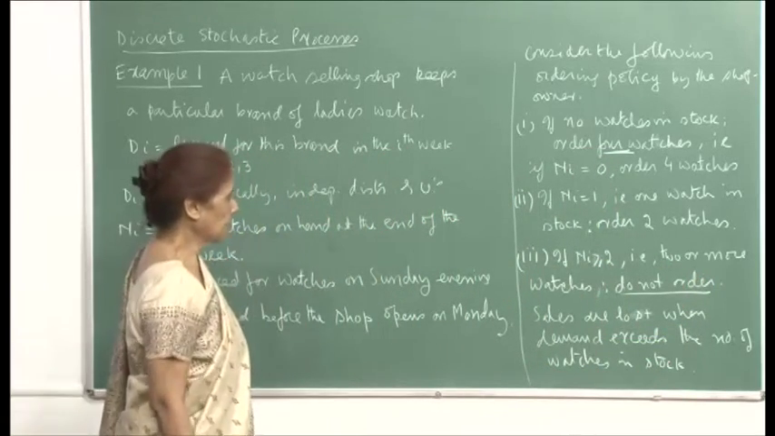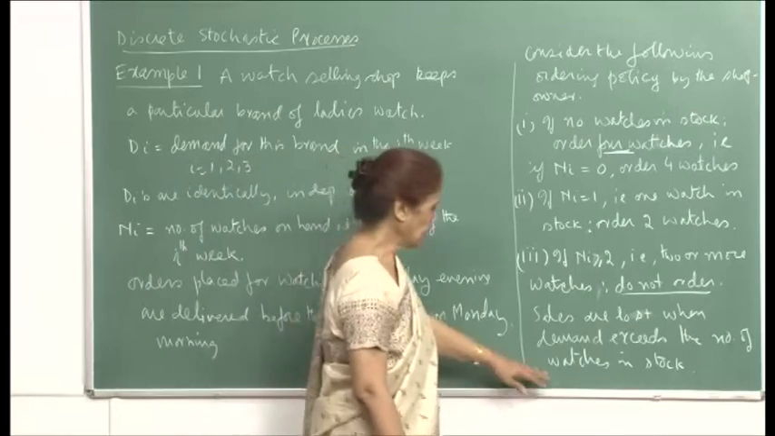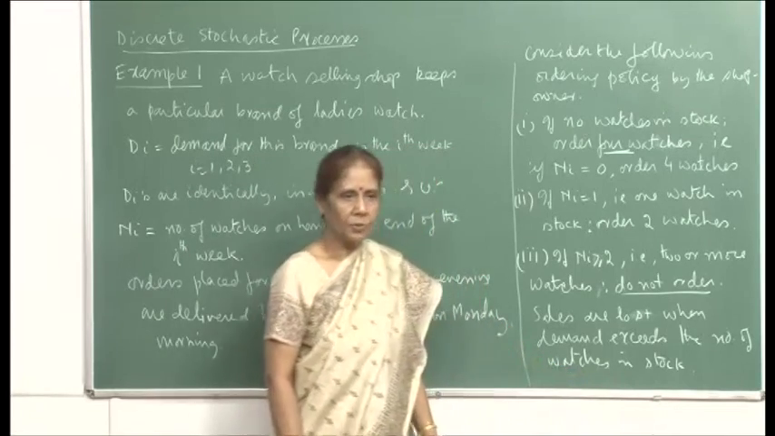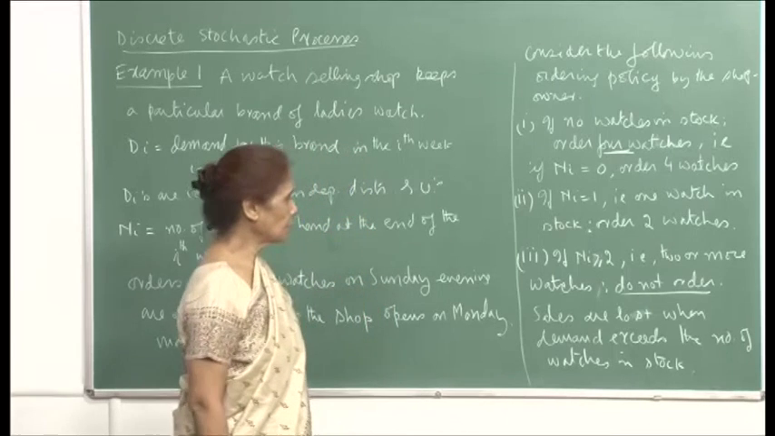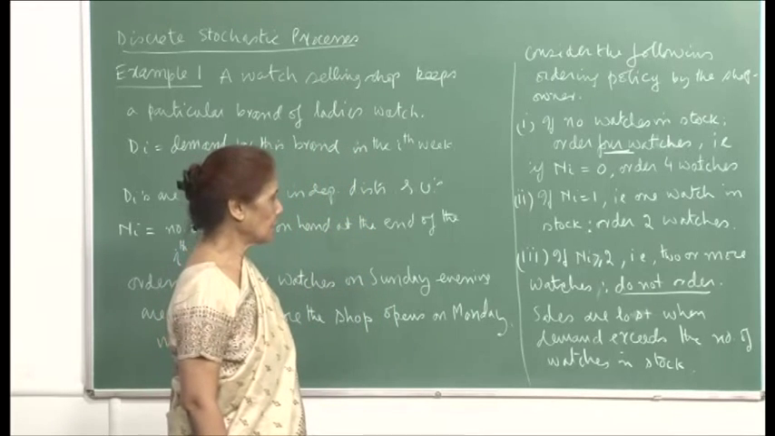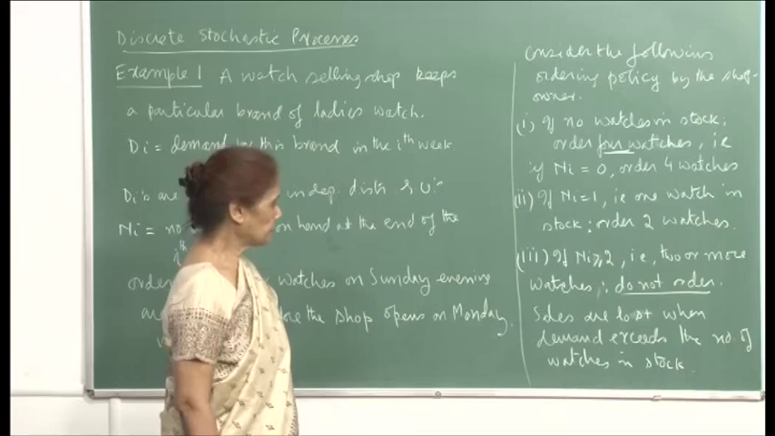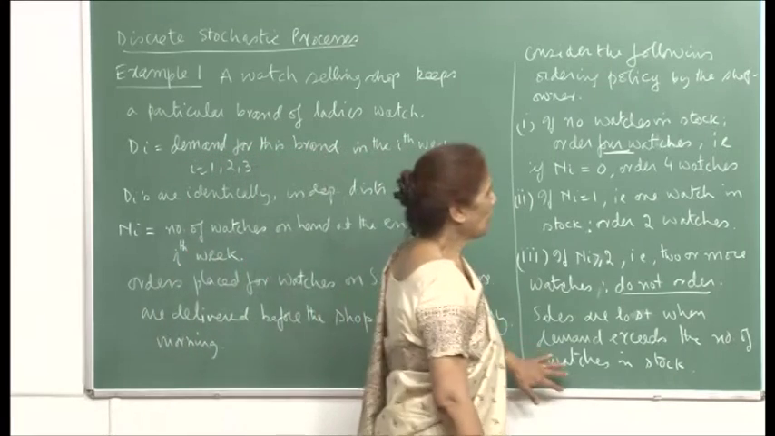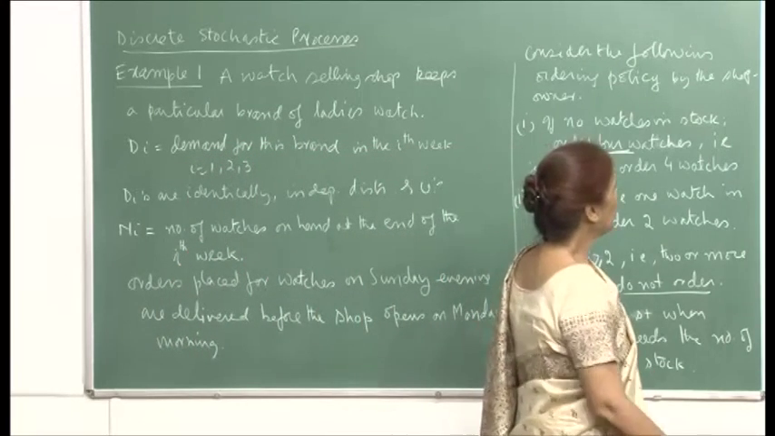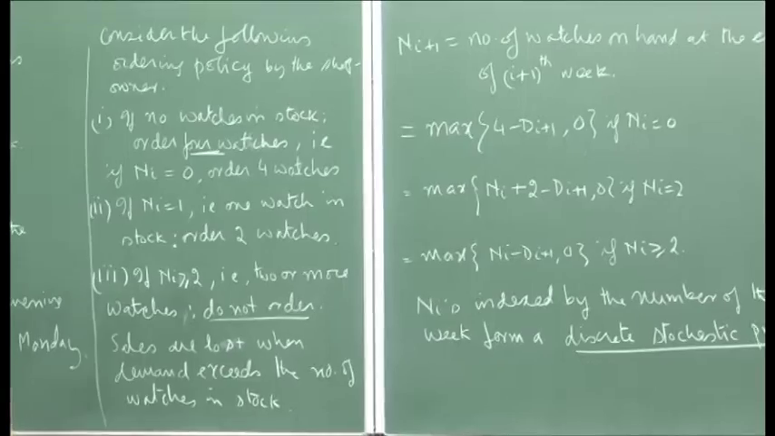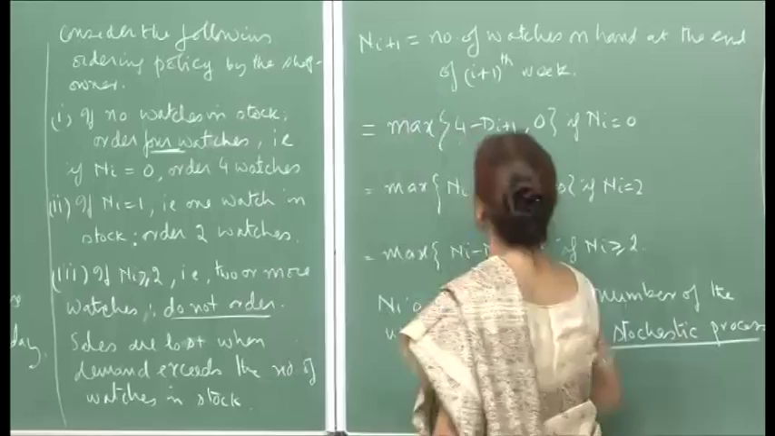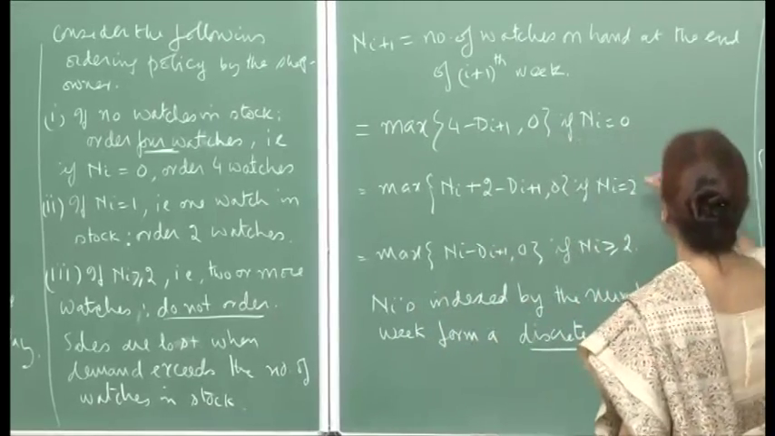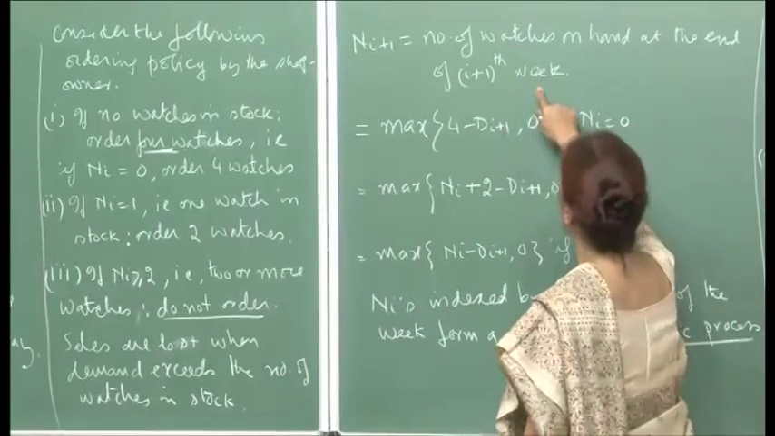And of course, sales are lost when the demand exceeds the number of watches in stock. So, if there is more demand and you do not have that many watches, then you lose those sales. So, fine. Now let us look at what would be the position in the following week. Ni plus 1 will denote the number of watches on hand at the end of the i plus 1th week.